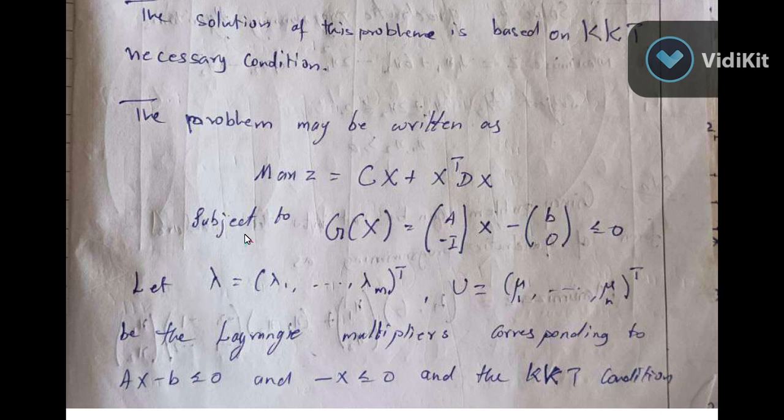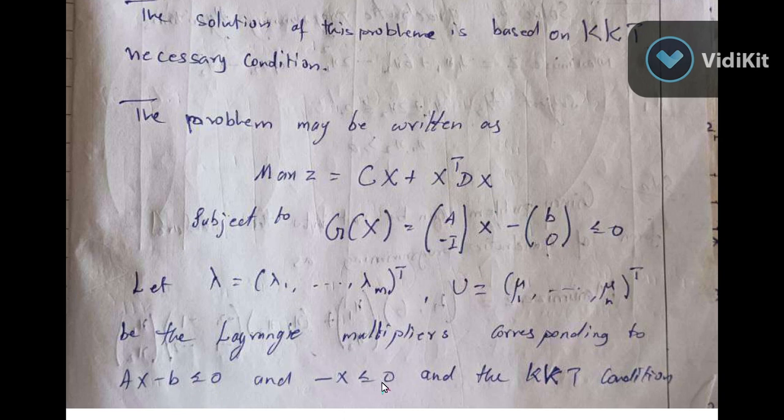And we consider here lambda, which is nothing but the Lagrangian multiplier, and similarly mu. So the Lagrangian multipliers lambda 1 and so on up to lambda m, as many as the number of constraints, transpose. Similarly mu1, mu2 and so on, mu n, transpose, are the Lagrangian multipliers corresponding to the condition Ax minus b less than or equal to 0, and minus x less than or equal to 0.